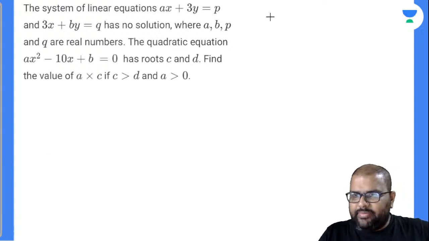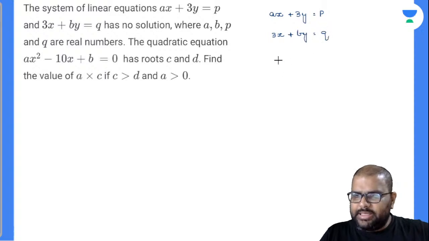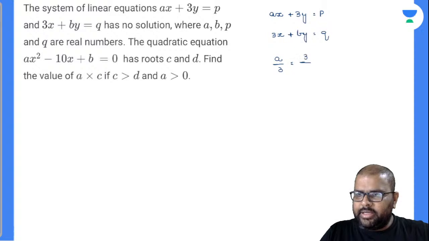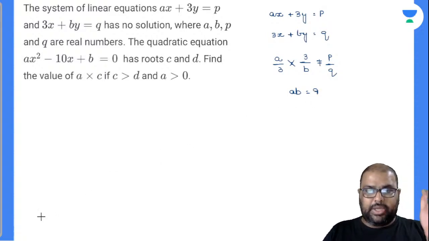So see here, this is the equation ax plus 3y is equal to p, 3x plus by is equal to q, which has no solution. Means it has to be in this format: a by 3 is equal to 3 by b, not equal to p by q. Am I right or wrong? So by this I can frame a relationship. Crisscross this, a into b will become 9. I'll keep it aside. What is the remaining thing? Where a, b, p, q are real numbers.